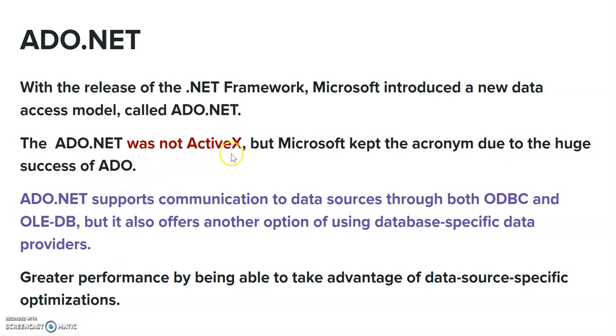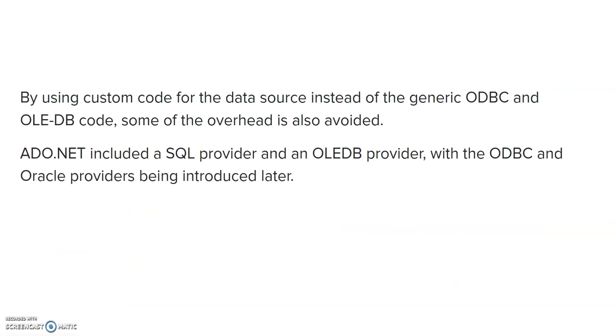ADO.NET is not only ActiveX, but it provides many features along with the ADO features, and new features as well. It supports communication with the data source through both ODBC and OLEDB. Also it offers other options for database connectivity. It has greater performance than ADO. It provides custom code settings for the data source instead of the common settings of a generic ODBC or OLEDB code.